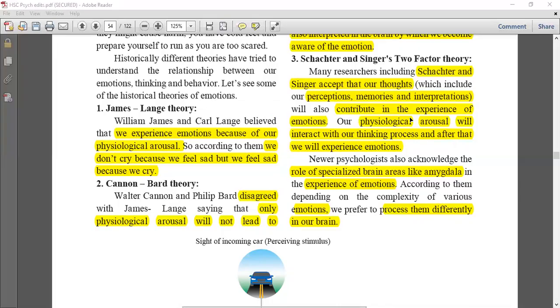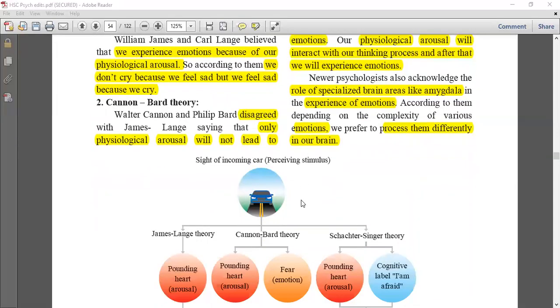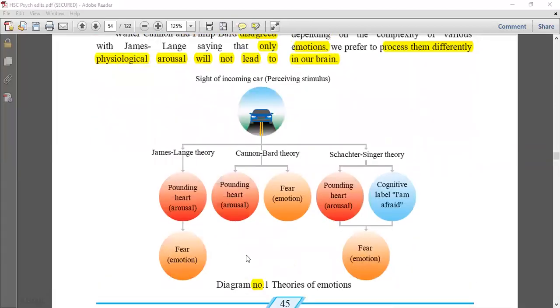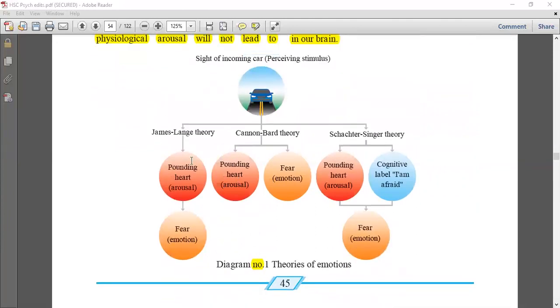The neuropsychologists also acknowledged the role of the amygdala, which is a part of your brain, in the experience of emotions. Just have to remember this for MCQs. The amygdala is an important part which has a direct connection with your emotional memories and your emotions. Now, according to them, depending on the complexity of emotions, we process them differently in our brain. How complex it is, we process them differently.